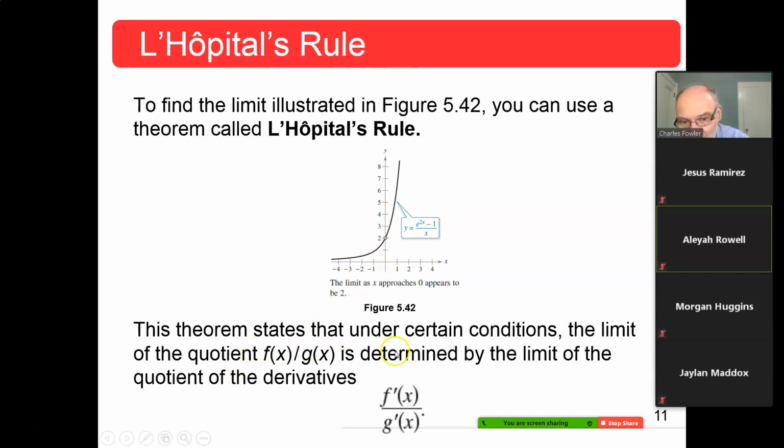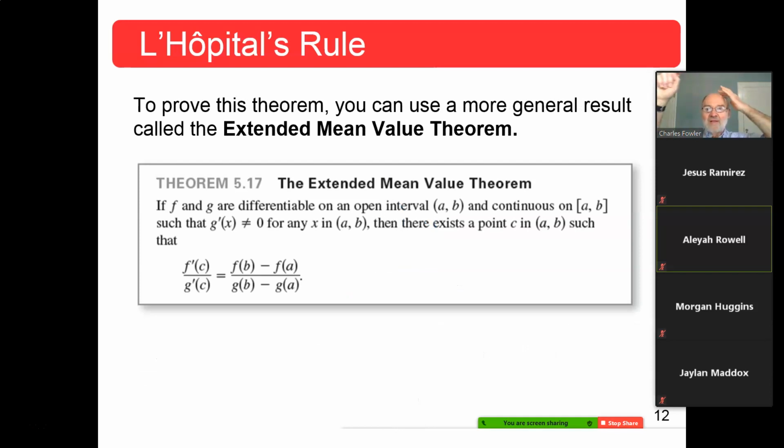This theorem states that under certain conditions, we'll get those conditions, the limit of the quotient, f of x divided by g of x, that's it right there. If that is an indeterminate form, the limit of that quotient is determined by the limit of the quotient of the derivatives. So if you can't calculate the limit based on this, take a derivative of the numerator, take a derivative of the denominator. Now it's not clear why that's true, but do it, see if that limit exists. And to prove this theorem, you may use a more general result called the extended mean value theorem.